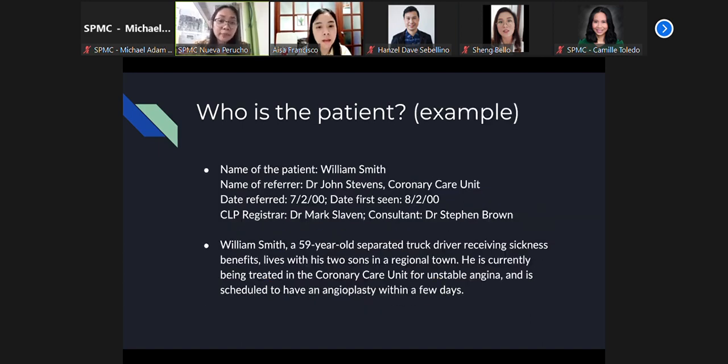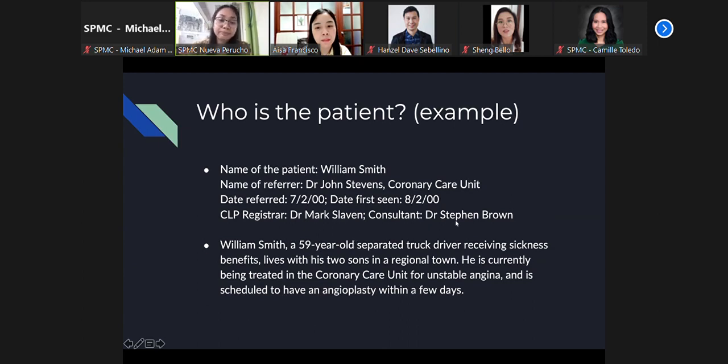For an example, the patient's name is William Smith. The referrer, for example, is Dr. John Stevens from the coronary care unit. You may write the name of the resident and the department, so internal medicine, for example. Then date referred and date first seen. Then the CL psychiatry resident, for example, Dr. Slaven, then consultant.